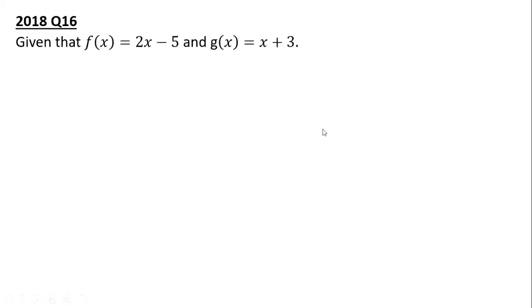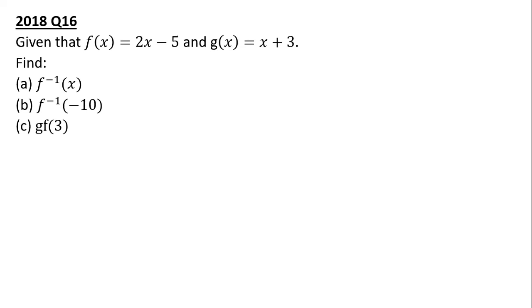2018. Given that f of x is equal to 2x minus 5 and g of x is equal to x plus 3, find f inverse of x, f inverse of negative 10, g of f of 3.